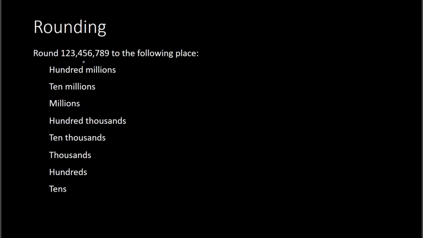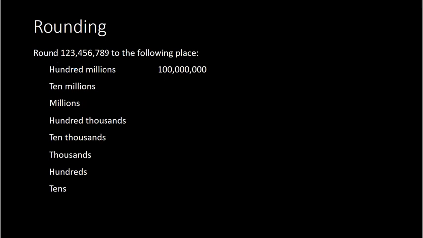So to the 100 millions place, 100 million would be the 1, so I look at the number before it, which is the 2. Well, the 2 is closer to 0 than to 10, so I'm going to round down, which means that the 1 would stay the same. So this would be 1, and then followed by all these zeros. So that would round to 100 million.